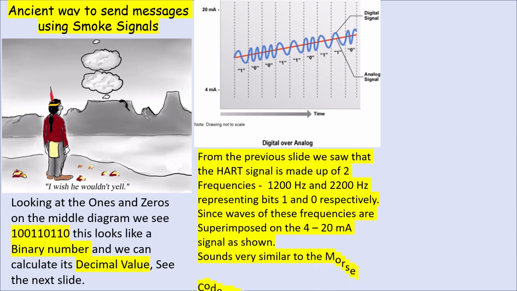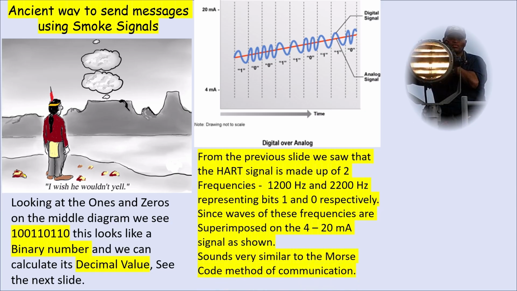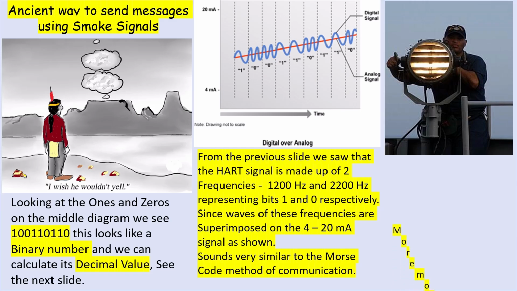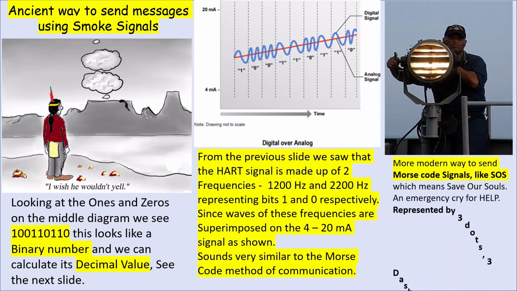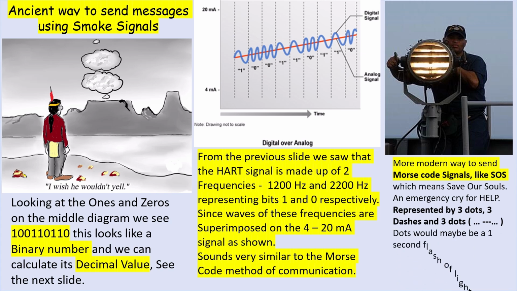It sounds very similar to the Morse code method of communication. A more modern way to send messages was Morse code signals like SOS, which means save our souls, an emergency cry for help, represented by 3 dots, 3 dashes, and 3 dots. Dots would maybe be a 1 second flash of light, and the dash would be 3 seconds long.